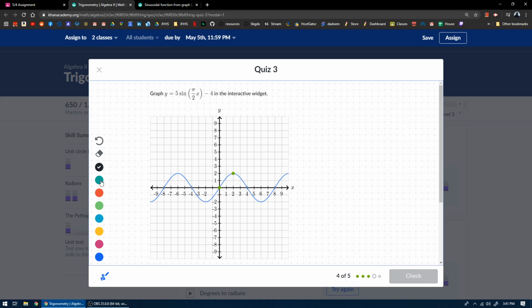Okay, now that I've explained this, I'm just going to be following the steps here. Amplitude, what's this number? 5. Midline, take out the -4. Midline is y equals -4. Period.